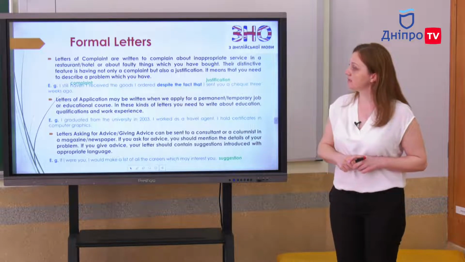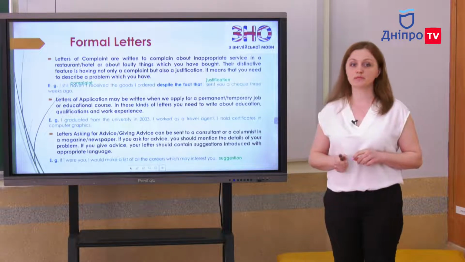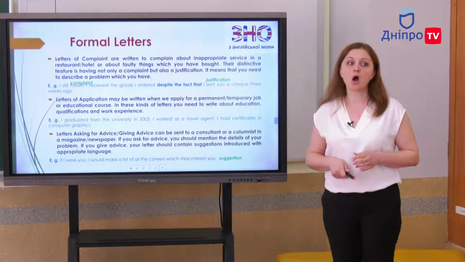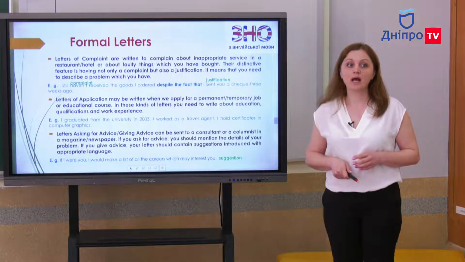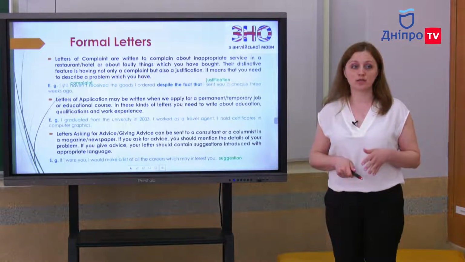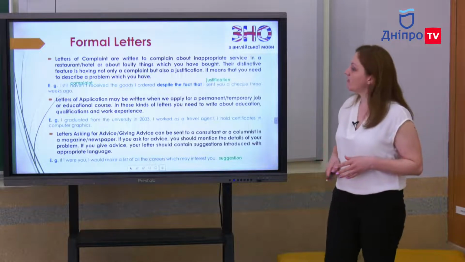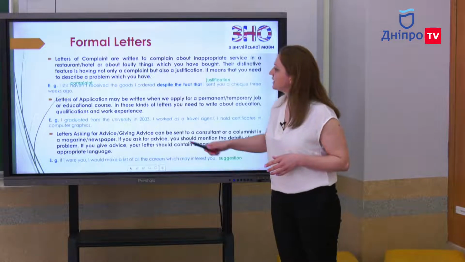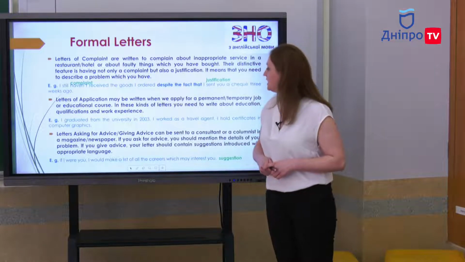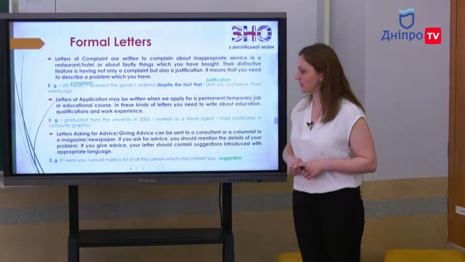The next type is letters of applications. These letters may be written when we apply for a permanent or temporary job or educational course. In these kinds of letters, you need to write about your education, about your qualifications and work experience. For example, sentence from this letter: I graduated from the university in 2003. I worked as a travel agent. I hold certificates in computer graphics.